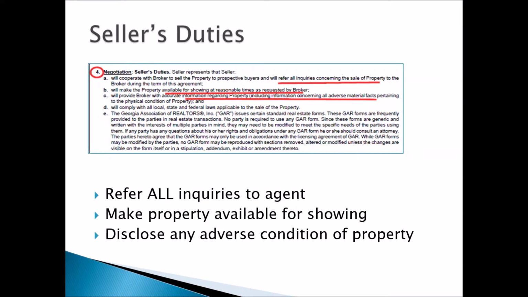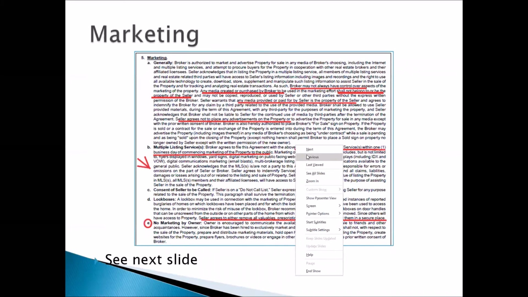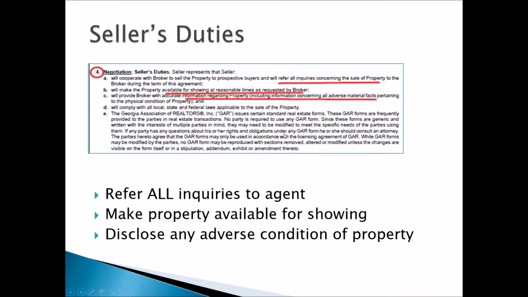Also, they're supposed to make the property available for reasonable showings at reasonable times, and make sure that they disclose with accuracy any information regarding adverse material facts regarding the property. That's even if they are selling it as is. If you're selling it as is, generally speaking, that means the seller is broadcasting that the seller is not going to do any repairs to the property. That does not alleviate a seller's contractual obligation and legal obligation in Georgia to disclose any latent material defects with the property.